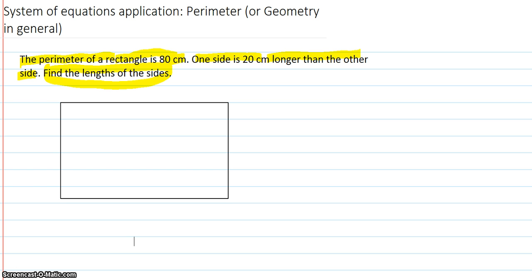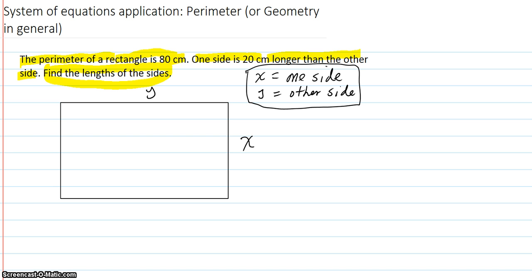It's a geometry type, so we can draw a picture. Always draw a picture if you can. So find the lengths of the sides. We need to label the sides on here. Let's say this is X, and what's the other side going to be? Y, because we're using two variables. Okay, X and Y. So X equals one side and Y equals the other side. So we put them on the picture.